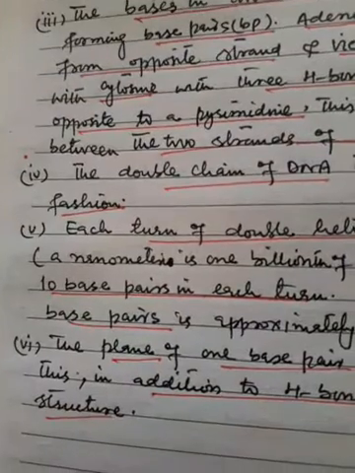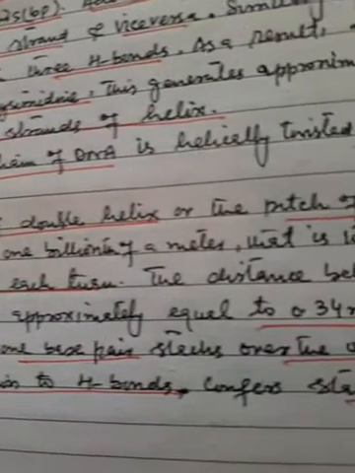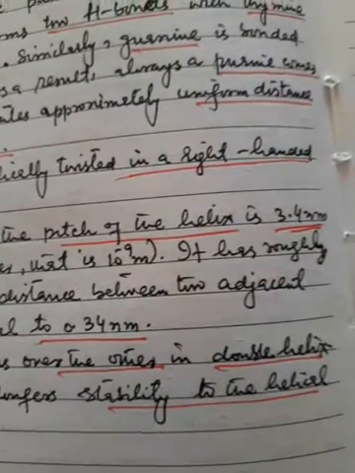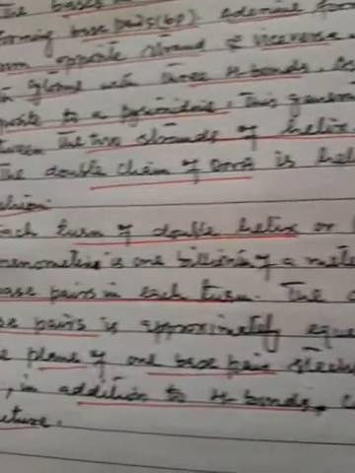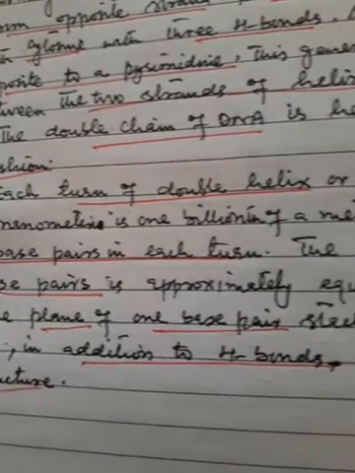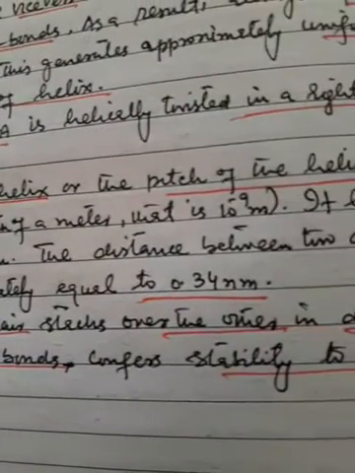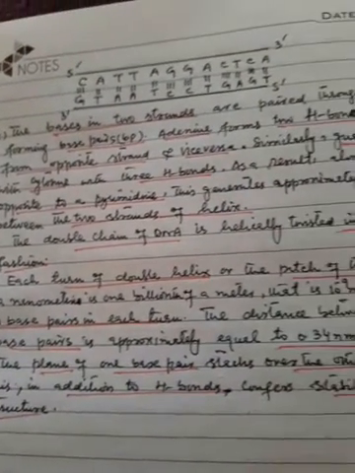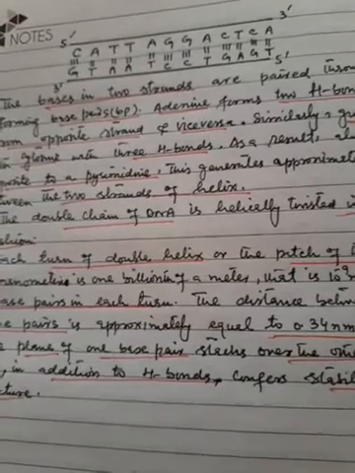Number 6 salient feature, the plane of one base pair stacks over the other in a double helix. This, in addition to hydrogen bonds, confers stability to the helical structure. This was all about today's offline class.